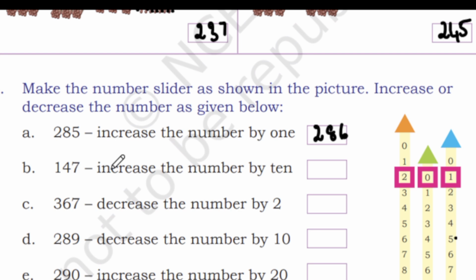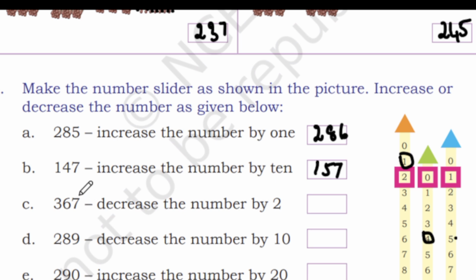Next, 147, increase the number by 10. So if you add 10 more to 147, you will get 157. But here you have to do it with this slider. You can keep the slider here in number 1, number 4 and number 7, but you have to move the slider. Here in this picture we are unable to move it, but when you do it, you can easily move it and find the answer.